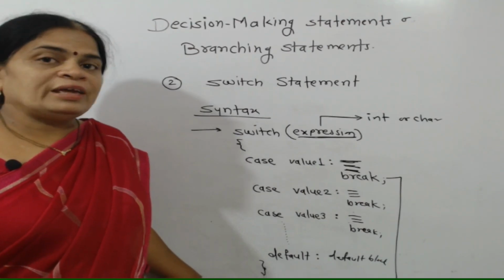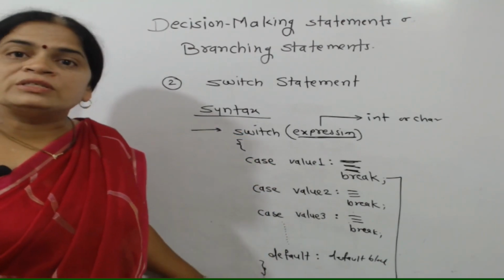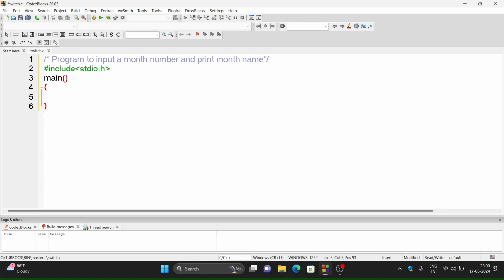Let us see one example to understand this switch statement correctly. Let us write a simple program for illustration of the switch statement. In this program, a user will input a month number and accordingly the computer will display the month name. Suppose the user enters the month number as 5, then the month name, that is May, should be displayed. If the user enters value 1, then accordingly January will be displayed.